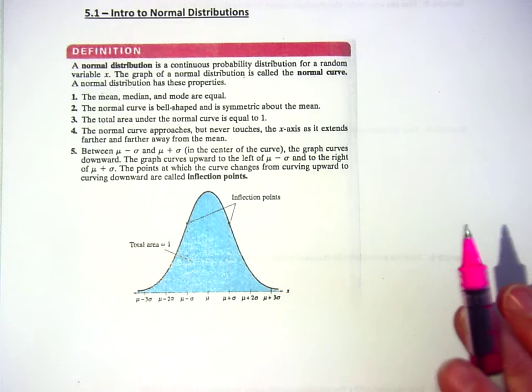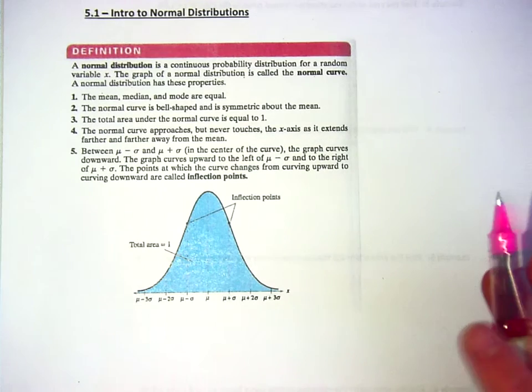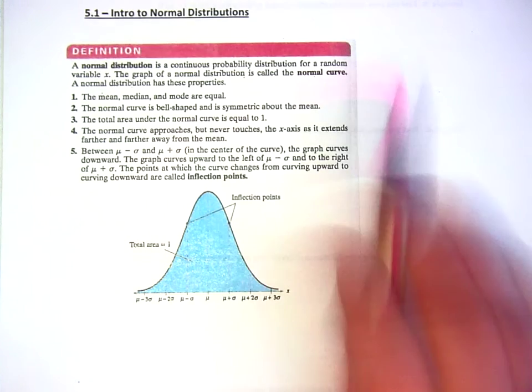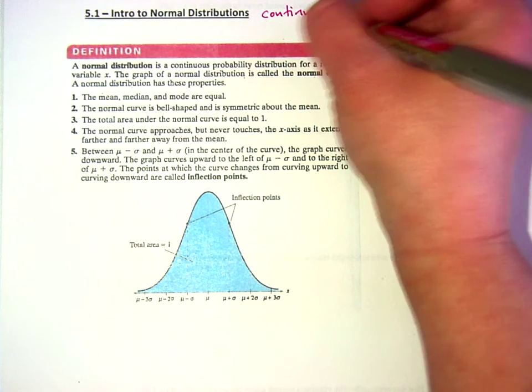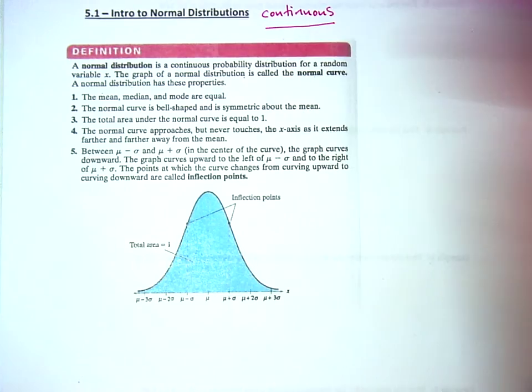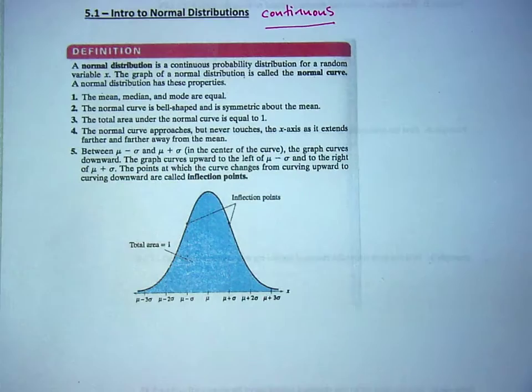Chapter 4 was all about discrete probabilities. That was stuff that we can calculate. And this is more about continuous probabilities. Do you guys remember the difference between discrete and continuous? Discrete is countable, continuous isn't, right?